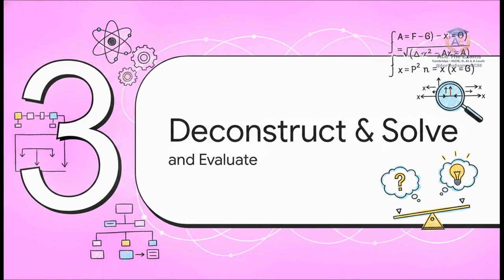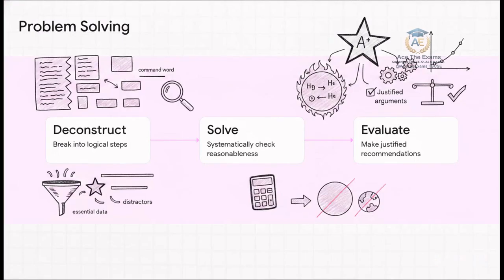Moving into Section 3, deconstruct, solve, evaluate. This is the specific, high-level blueprint used by top-scoring candidates to tackle those really intimidating, multi-layered physics problems. Let's break down how this builds into our three-step methodology for hitting those higher-order assessment objectives. Step 1 is deconstruct. When you turn the page and face a massive, overwhelming paragraph of text about the solar spectrum, don't panic. You must break it down into logical steps. Systematically identify the given information, literally highlight the command words, and purposefully separate the distractors from the essential data.